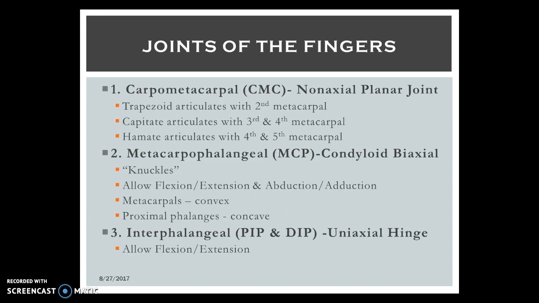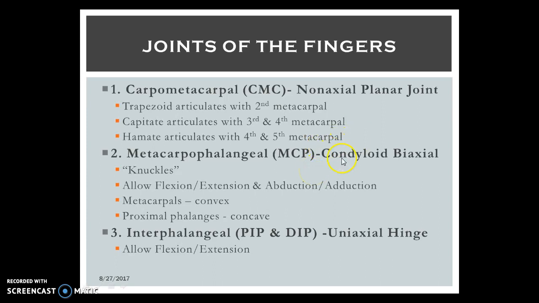Joints of the fingers. When we're looking at the carpometacarpal joints, I think I have a picture on the next slide. Yes. The trapezoid articulates with the second metacarpal. The capitate articulates with the third and fourth metacarpal. Hamate articulates with the fourth and fifth metacarpal. I'm going to say this is a pretty important thing to remember, especially as we go through and palpate some of these joints. Your MCPs, or metacarpophalangeal joints, form your knuckles.